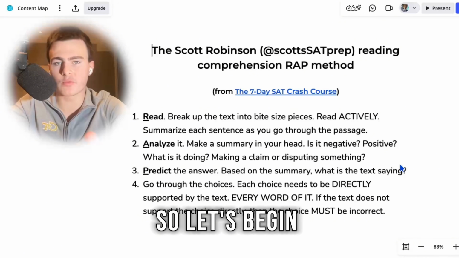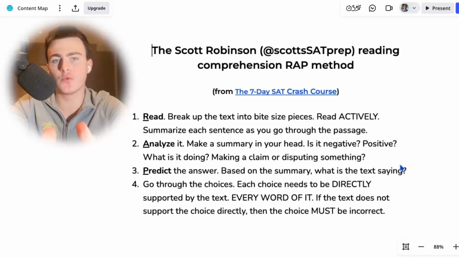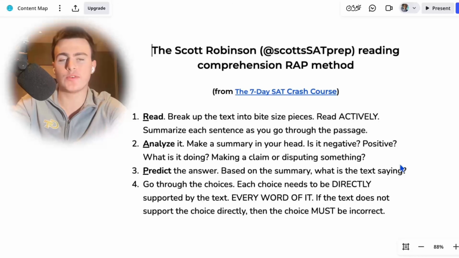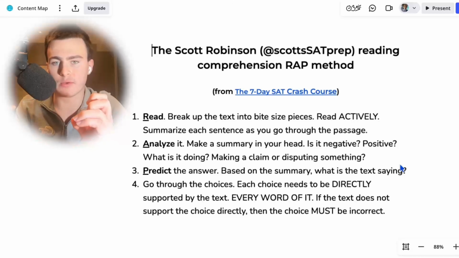So what even is this RAP method? Well, it's pretty simple. It's a three-step process. One, you need to read the text, but not just read it, you need to actively read it. You need to break up each text into bite-sized pieces. Like, break up the sentence literally into a meaning that you can understand. Read it and summarize it in your head and break it up into little pieces so that you can actually understand the text.